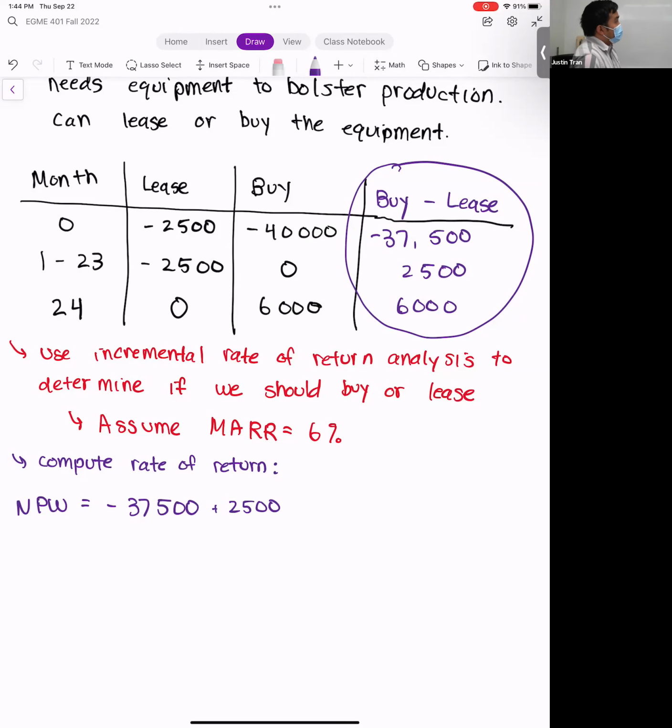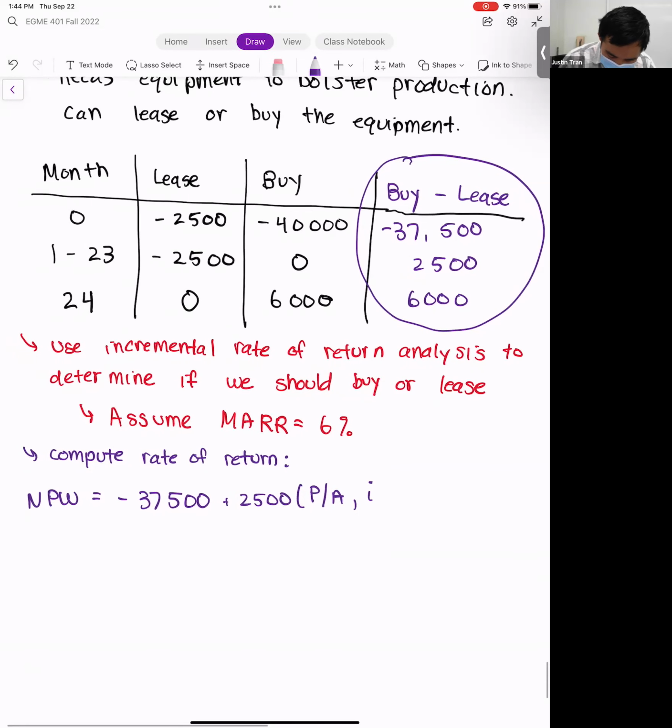Then we have a positive cash flow of 2,500, and that is for months 1 through 23, and that's a recurring cost. And so that's going to be a uniform series for 23 months. So we have a P over A, because we're taking a uniform series and converting it to a present sum. We don't know the interest rate, so we'll leave it as i, and this is occurring for 23 months.